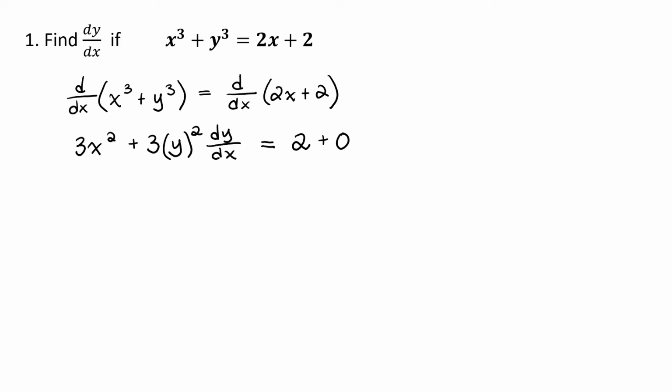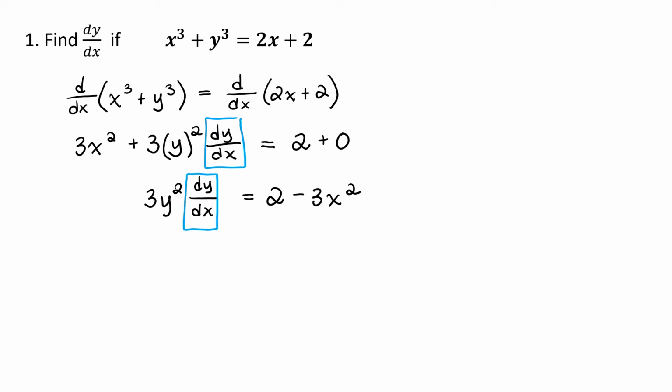And now, in order to find what dy dx is, we'll have to solve for it. So we'll want to subtract the 3x squared from both sides, so that on the left side, all we have is this 3y squared dy dx. So that'll be equal to 2 minus 3x squared. And we're almost done. In order to isolate that dy dx, we'll have to divide both sides by 3y squared. So dy dx will be equal to 2 minus 3x squared all over 3y squared.